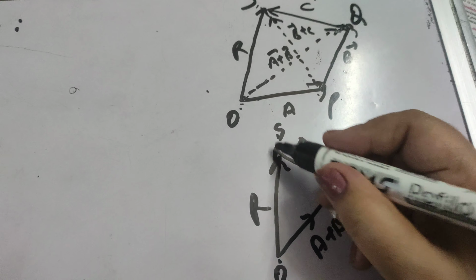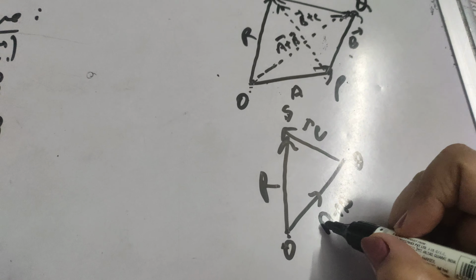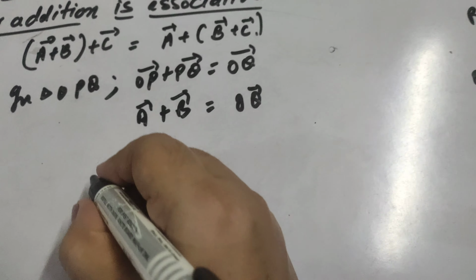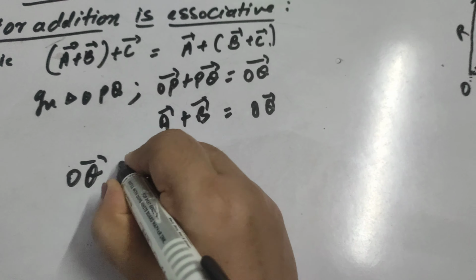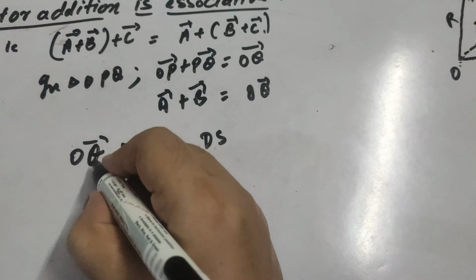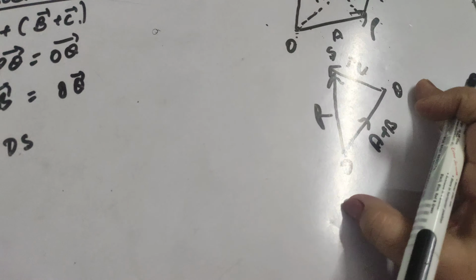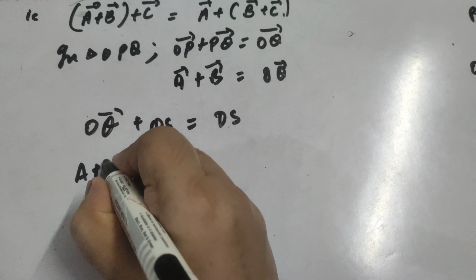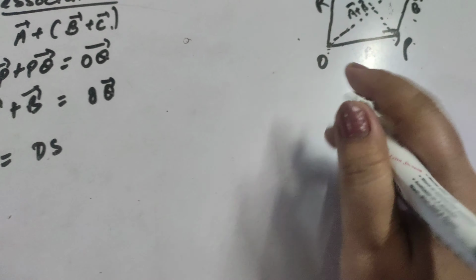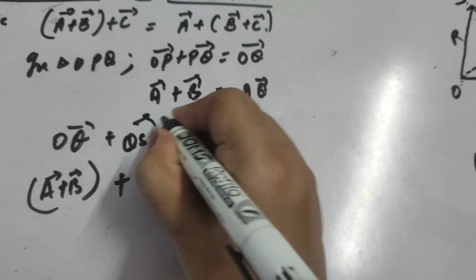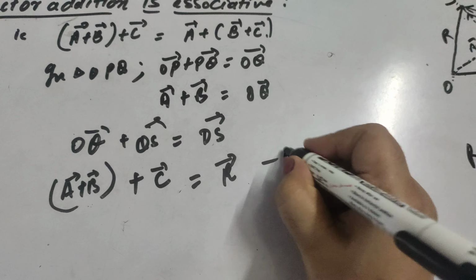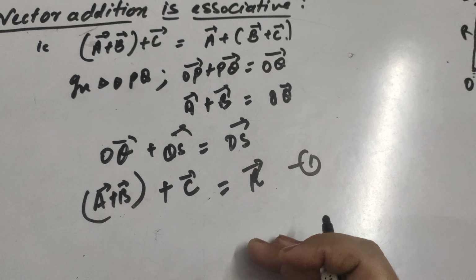So this OS is equal to A plus B plus C, or we can say OQ plus QS. So we will write here OQ plus QS is equal to OS. Now OQ is A plus B, so we put the brackets because this contains two terms, plus QS, which is C vector, is equal to OS. Let me put it R. Give it number 1. We have proved the left hand side. Now we will prove the right hand side.